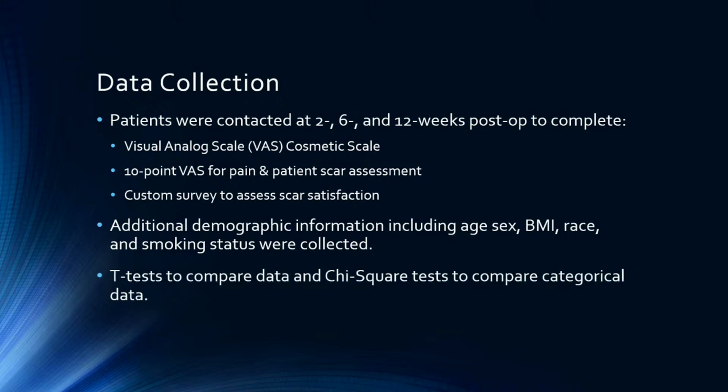Lastly, for statistics, we used t-test to compare data and chi-square test to compare any of our categorical data. The threshold for significance was set to 0.05.